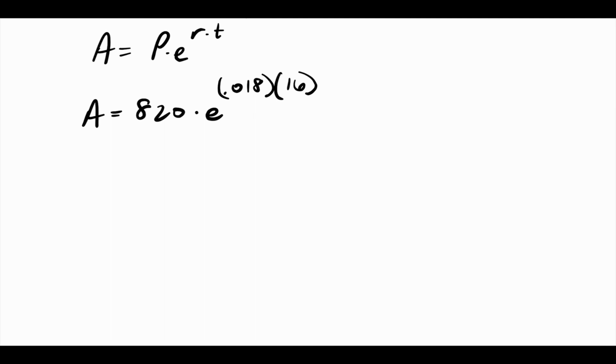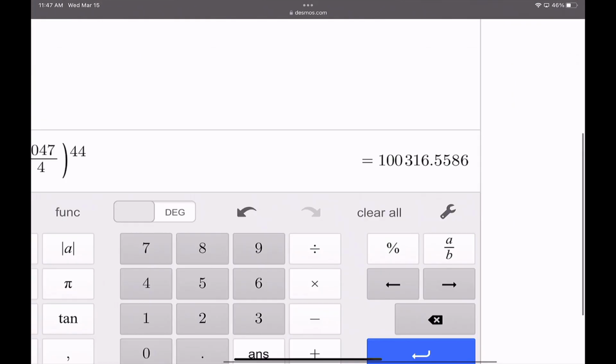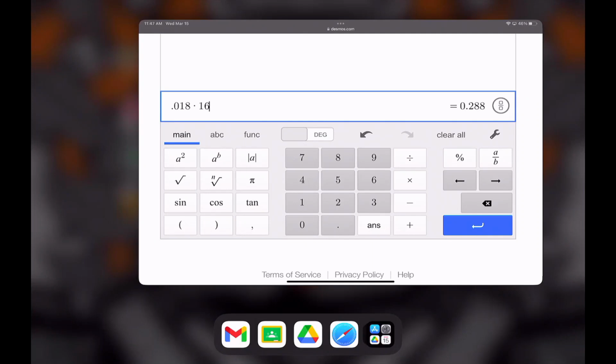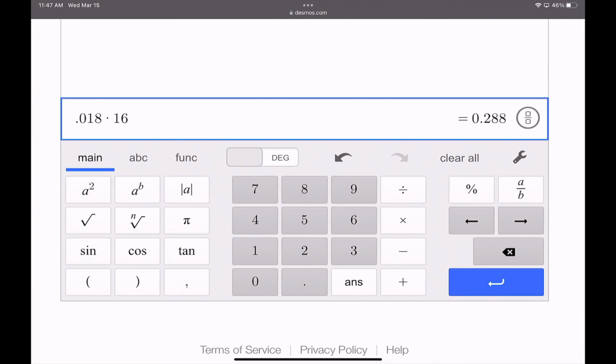Before we put our number in, before we try to get an answer, multiply that first in your calculator. Okay, so let's go. 0.018 times 16. That's going to be my power.